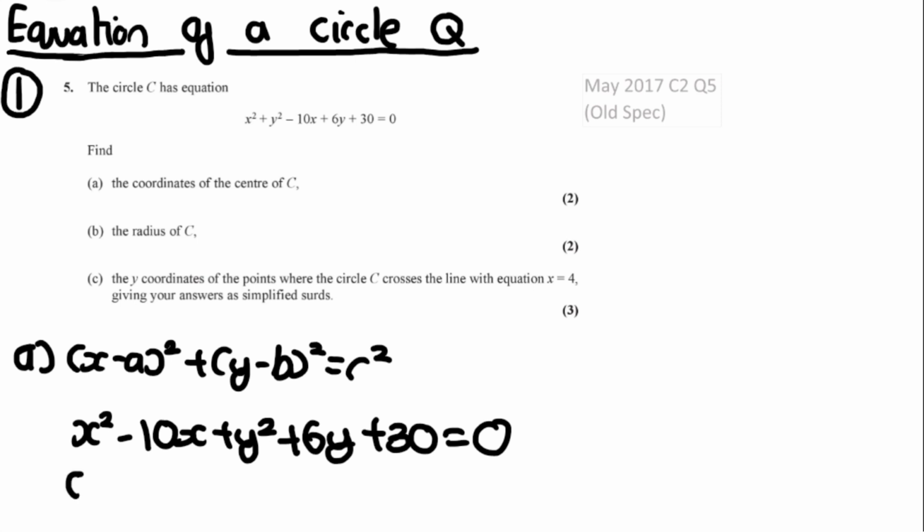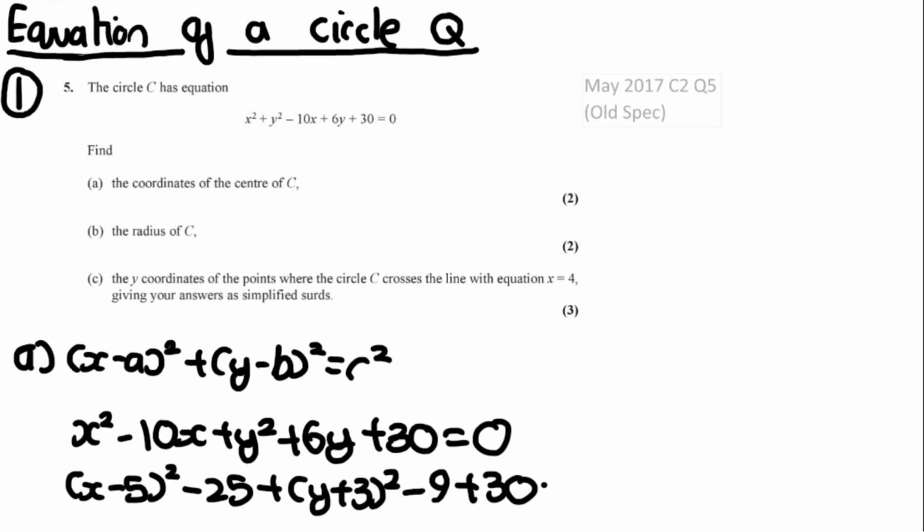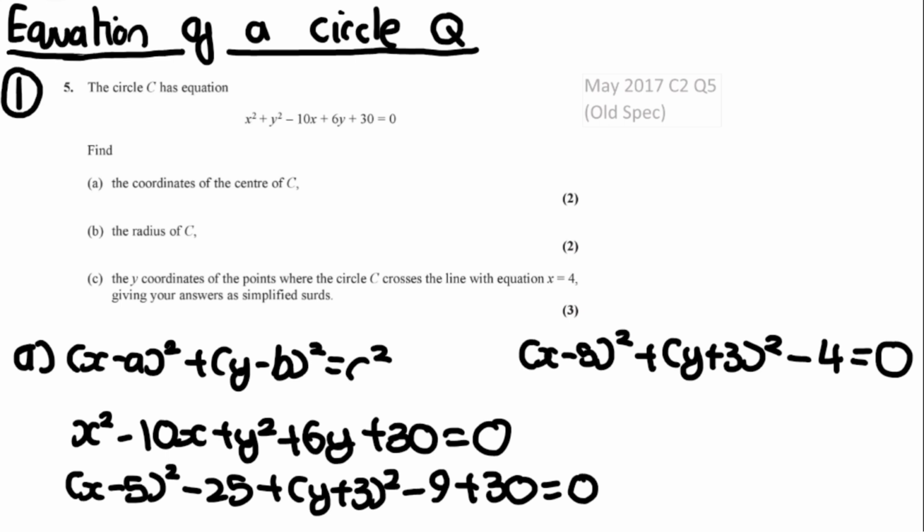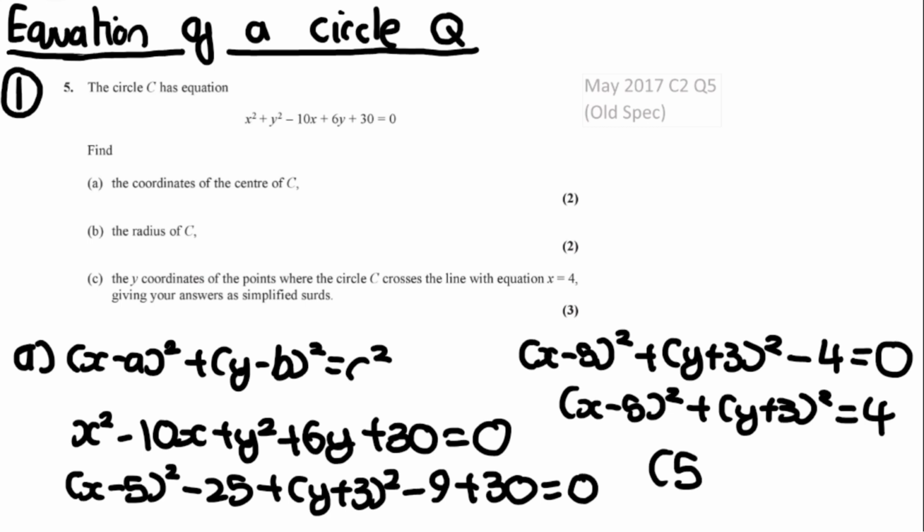So for the first one, it's going to be x minus 5 squared minus 25. And for the y, it's going to be y plus 3 squared minus 9. And then remember the plus 30 on the end is equal to 0. We can simplify this to x minus 5 squared plus y plus 3 squared plus 30 minus 25 minus 9, which is going to be minus 4, equal to 0. And then we can move the 4 onto the other side to get x minus 5 squared plus y plus 3 squared is equal to 4, and therefore we can get the coordinates of the centre as 5, minus 3, as remember it's the opposite signs to what it is in the bracket.